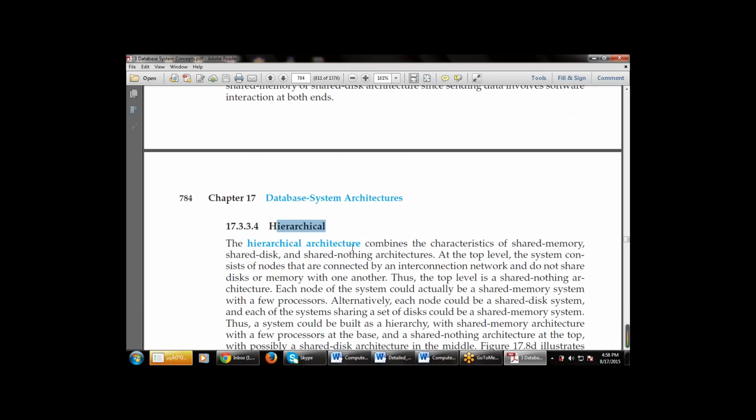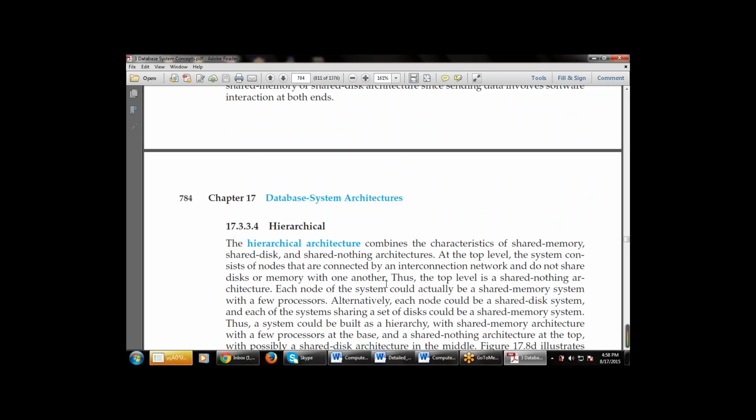Then there is the hierarchical architecture, which combines the characteristics of the shared memory, shared disk, and shared nothing architectures. So it combines all the architectures: the shared memory architecture, the shared disk architecture, and the shared nothing architecture.